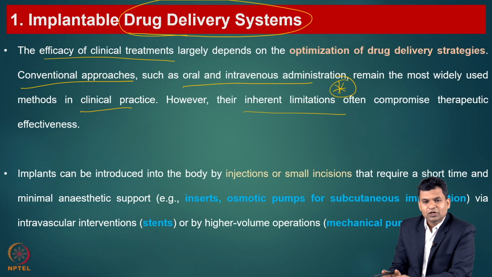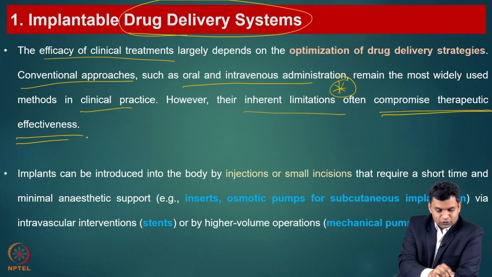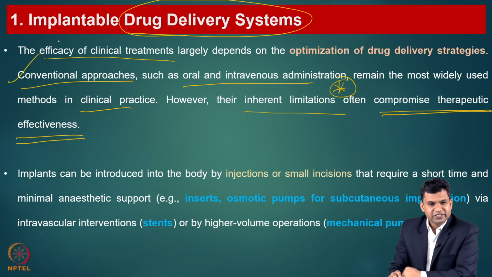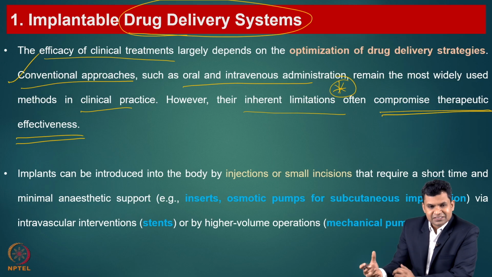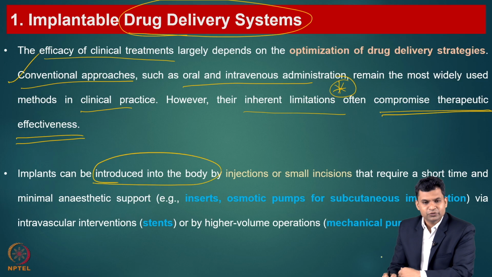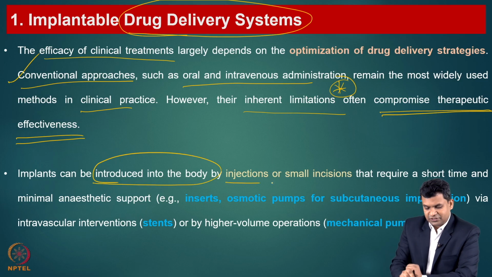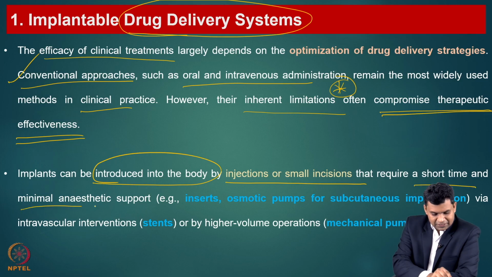There are biological and physicochemical barriers that lead to a compromise in therapeutic effectiveness with conventional formulations. So, implants are drug delivery systems that we need to insert into the body. You can read here, the implants can be introduced into the body by injections or small incisions that require a short time and minimal anesthetic support.